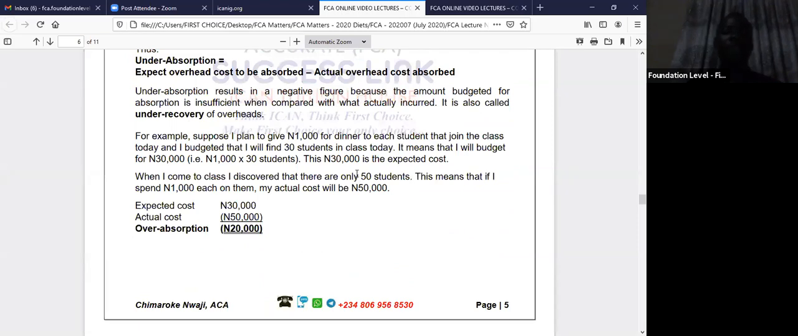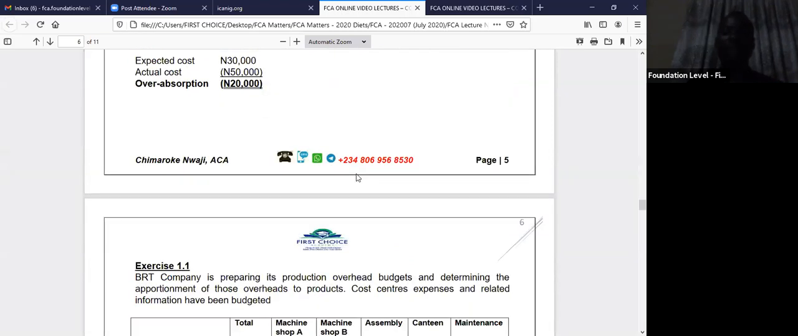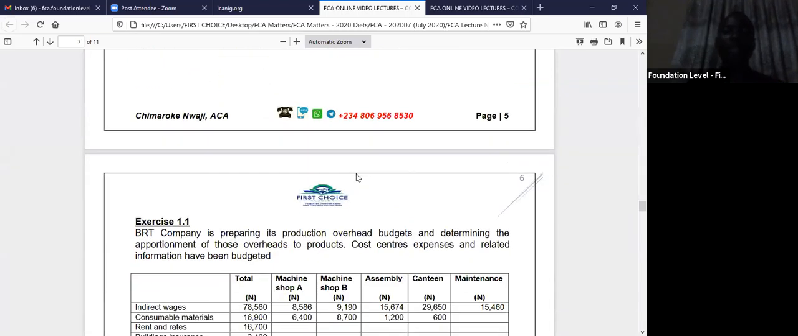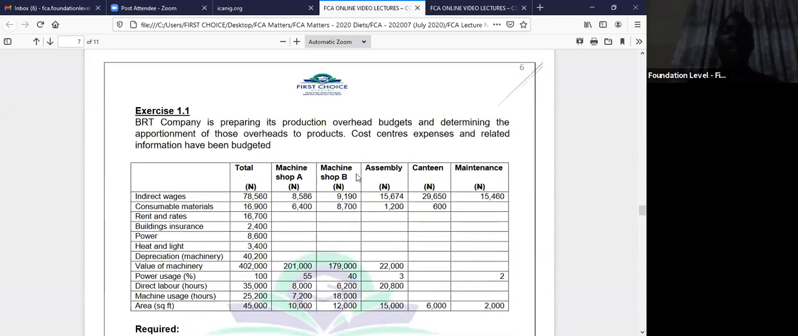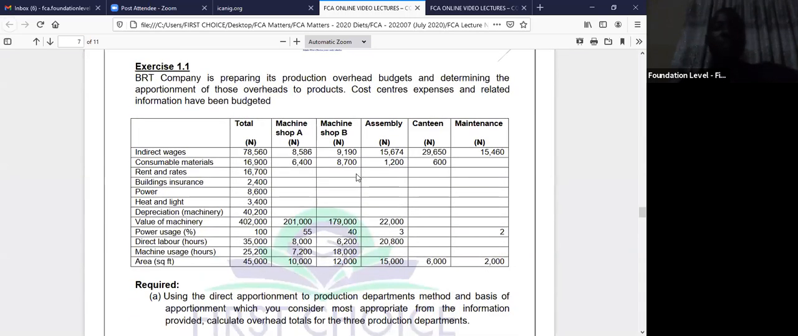Okay, so let's look at example one. Example one here, let's look at this together. BROT company is preparing its production overhead budgets and determining the apportionment of these overheads to products. Cost centers, expenses, and related information have been budgeted.